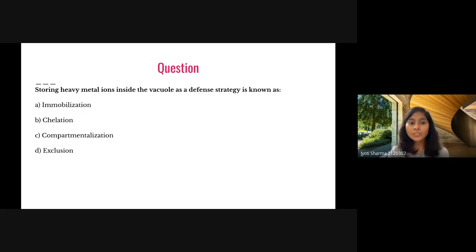If we want to store the heavy metal inside the vacuole as a defense strategy, that is known as... the vacuole is again an organelle in the plant cell, and if we store the heavy metal ion in the vacuole, then this will be known as compartmentalization.